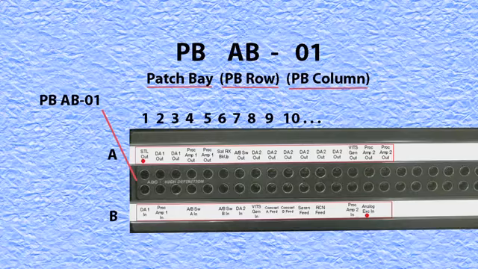Many patch bays are labeled with a letter and a number. The letter refers to the row and the number refers to the column of the patch. In this way, any position on the patch bay can be found quite easily.